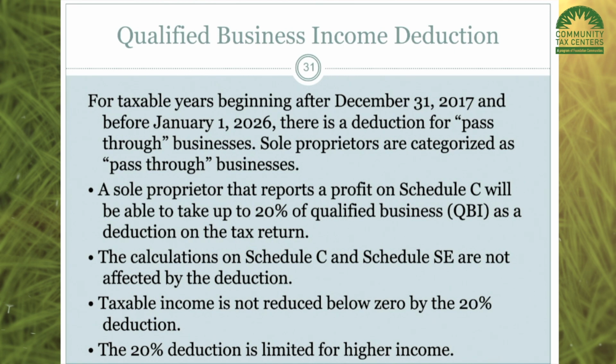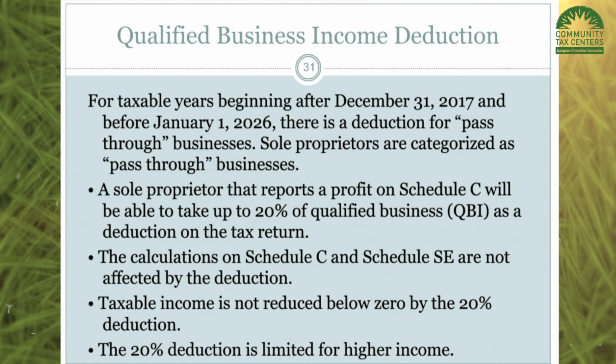A sole proprietor that reports a profit on Schedule C will be able to take up to 20% of qualified business income, QBI, as a deduction on the tax return. So they have to have a profit. If they have a loss, they're not getting the qualified business income deduction. And it's up to 20%. The calculation on Schedule C and Schedule SE, that's the self-employment tax, are not affected by the deduction. The taxable income is not reduced below zero by the 20% deduction.